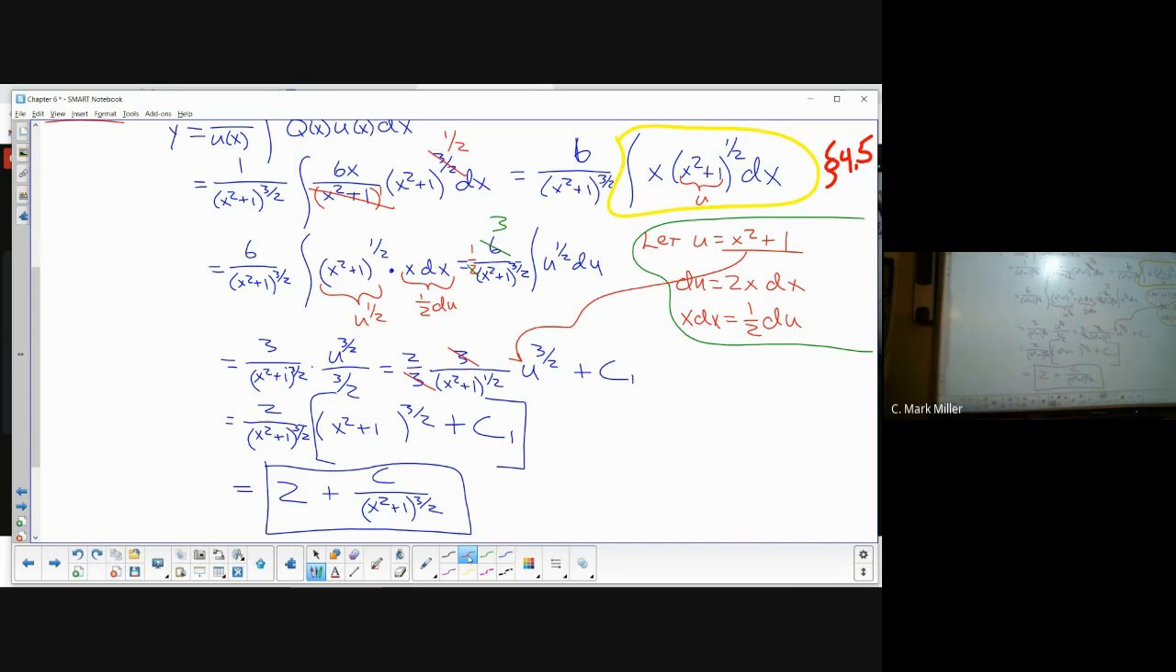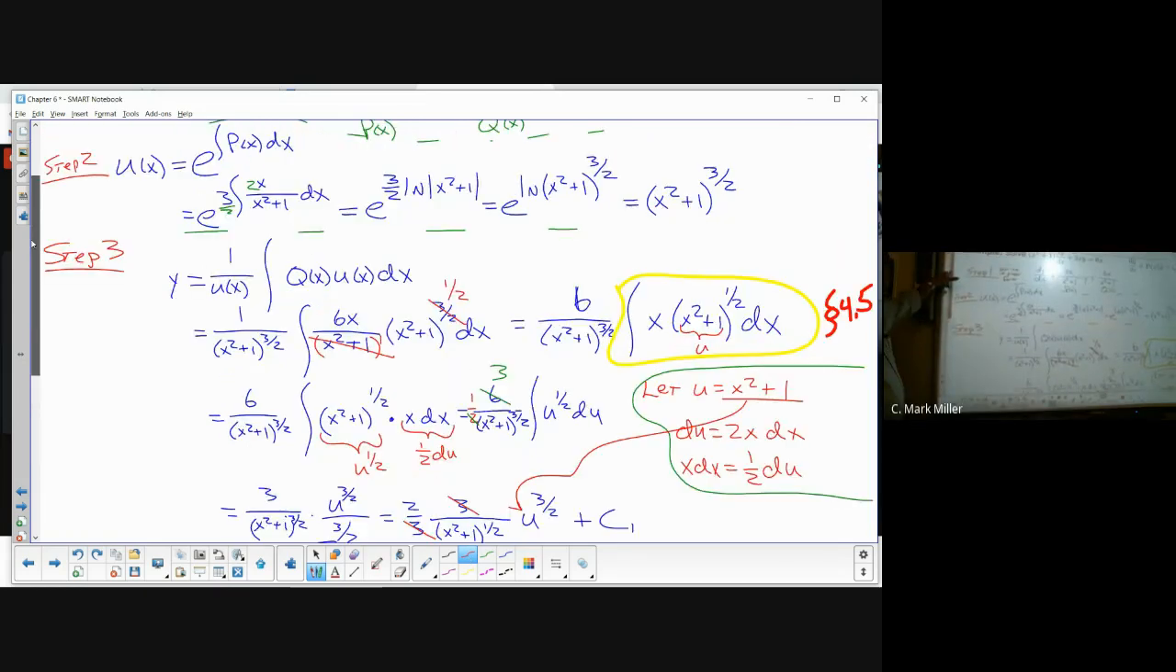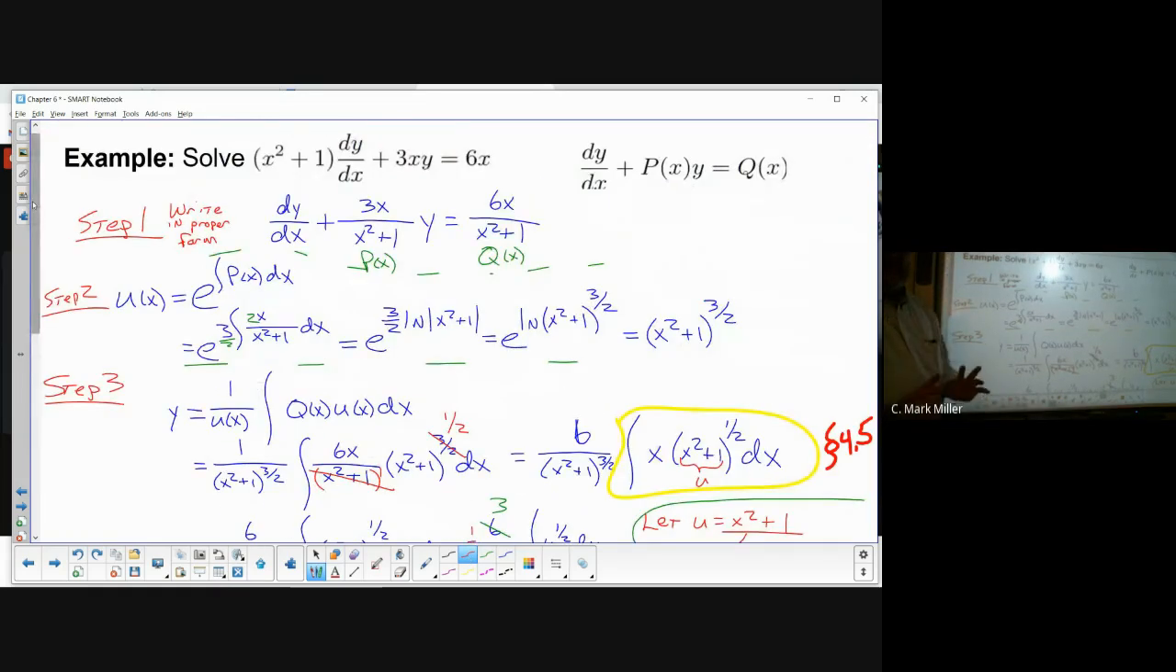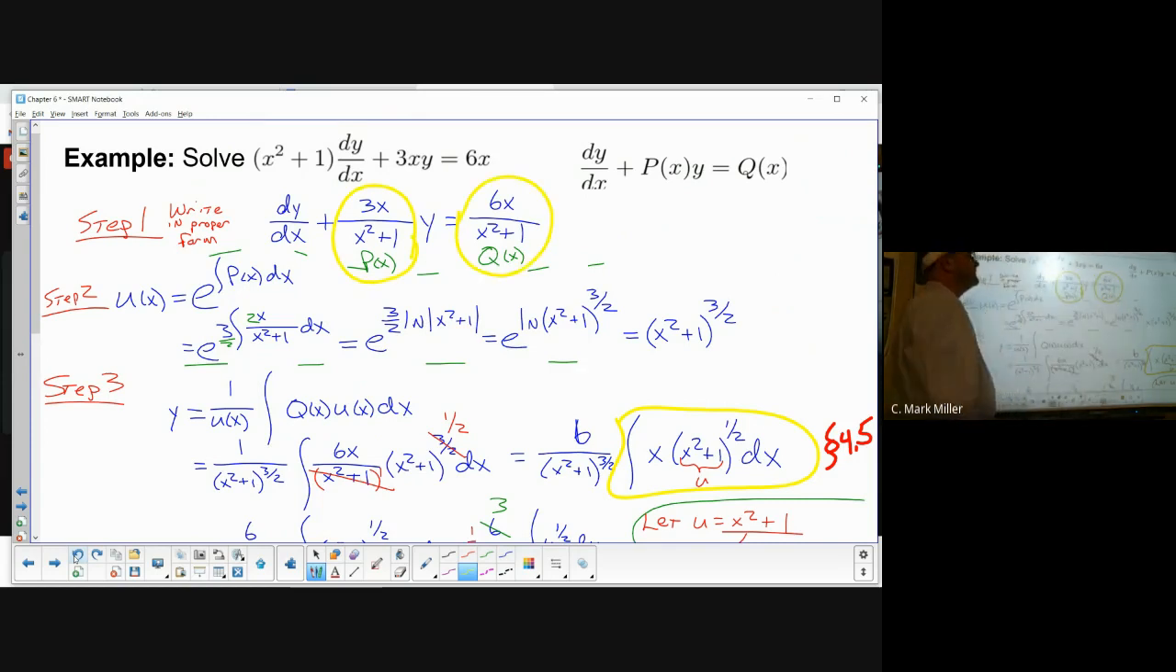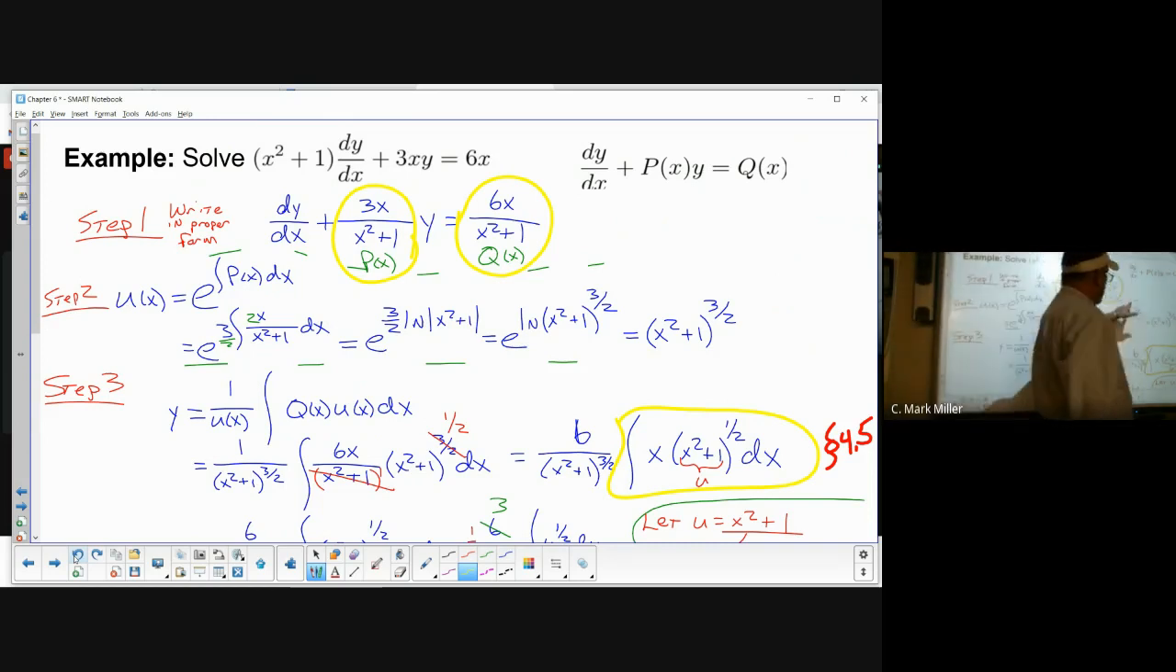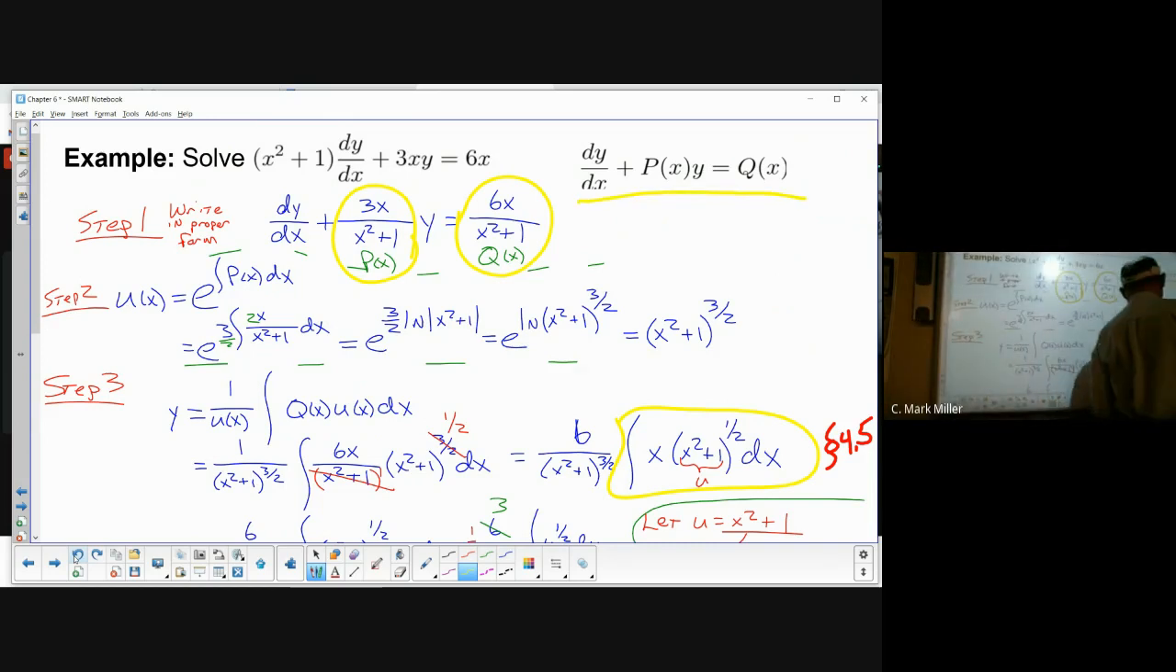All right. Let's go back through, and I want to allow you any questions you might have. We started this back on Friday. The first step was to get our original differential equation into standard, proper first order linear form. This became P of x, this became Q of x. And this is the standard form right here. So that is your first step.